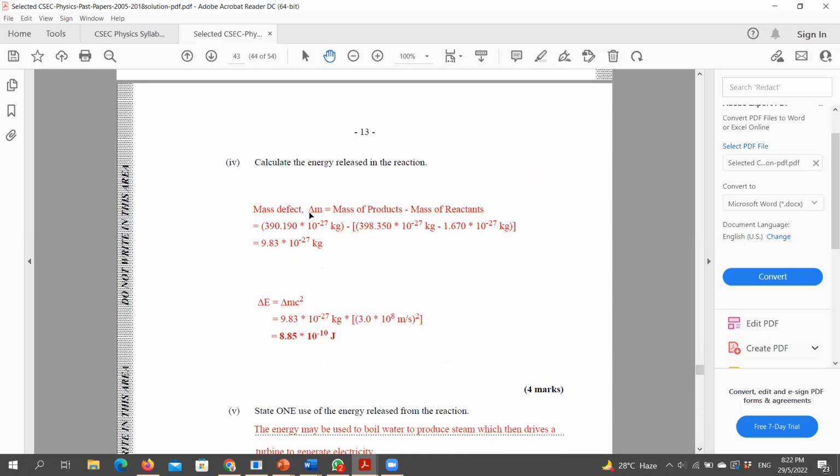Calculate the energy released. Now this requires us to apply Einstein's equation. We have to find the change in mass. So mass of the products minus mass of the reactants. And so we're going to have this change in mass, 0.83 times 10 to the minus 27 kilograms. Put that into the equation, multiplied by the square of the speed of light. So we have 8.85 times 10 to the minus 10 joules.